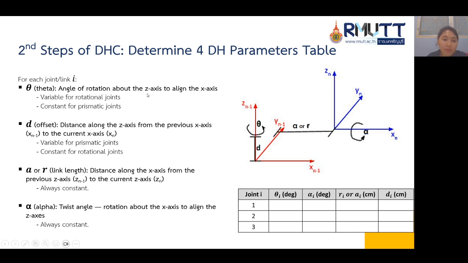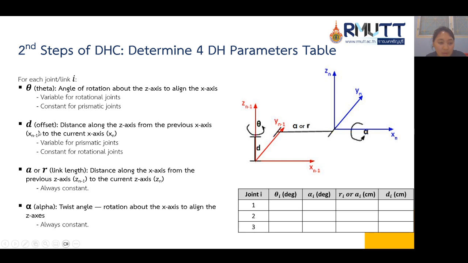And the second step is to determine the DH parameter table. There are four parameters. The first is theta. Theta is the angle of rotation about the z-axis to align the x-axis. For the rotational joint, the value is variable, but for the prismatic joint, the value is constant. We can see here, this is the theta.